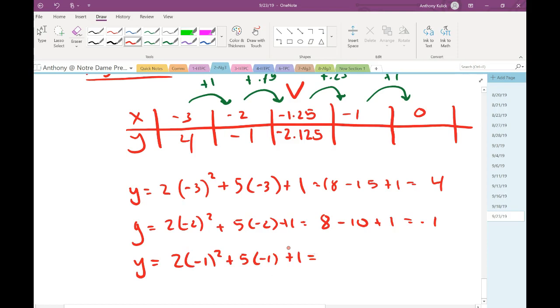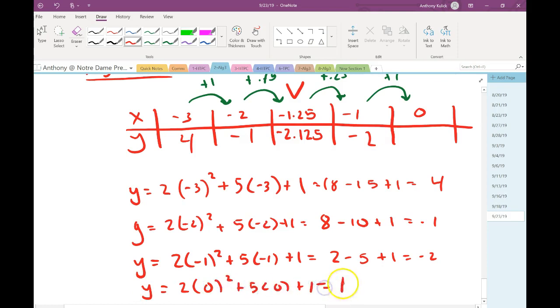Plugging in -1. -1 squared is 1. 2 times 1 is 2. 5 times -1 is -5. And then plus 1 is -2. So notice that we're not getting that symmetry on the y's that we had earlier. But that's okay. We expected that to happen because we chose our x's in a way that wasn't symmetric. They weren't all equal distance apart. Is everybody okay with that?